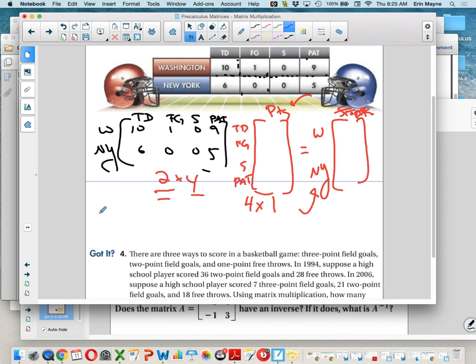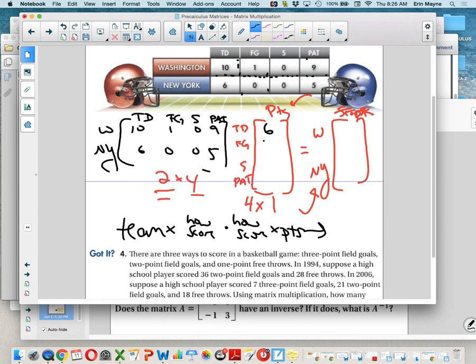This is a team by, we'll say how we score, times how we score by points. The middle must match, and the outsides are your dimension. Make sense? Okay, so we're going to put in those values that you told me.